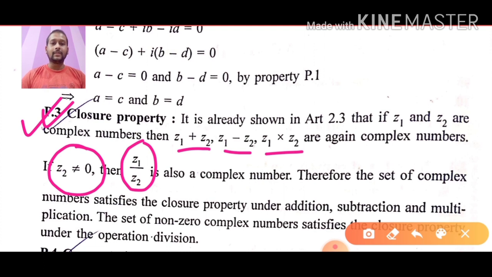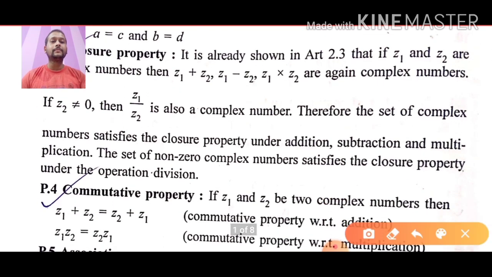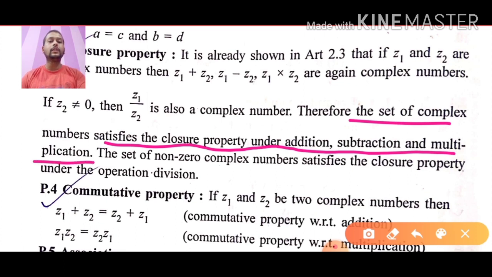Otherwise, if z2 is not equal to 0, then for addition, subtraction and multiplication, if you look here, you will see the set of complex numbers satisfies the closure property under addition, subtraction, multiplication and also division. It should be a non-zero complex number. That means it is closed under this property. So multiplication, addition, subtraction and division of complex numbers always gives us a complex number too.